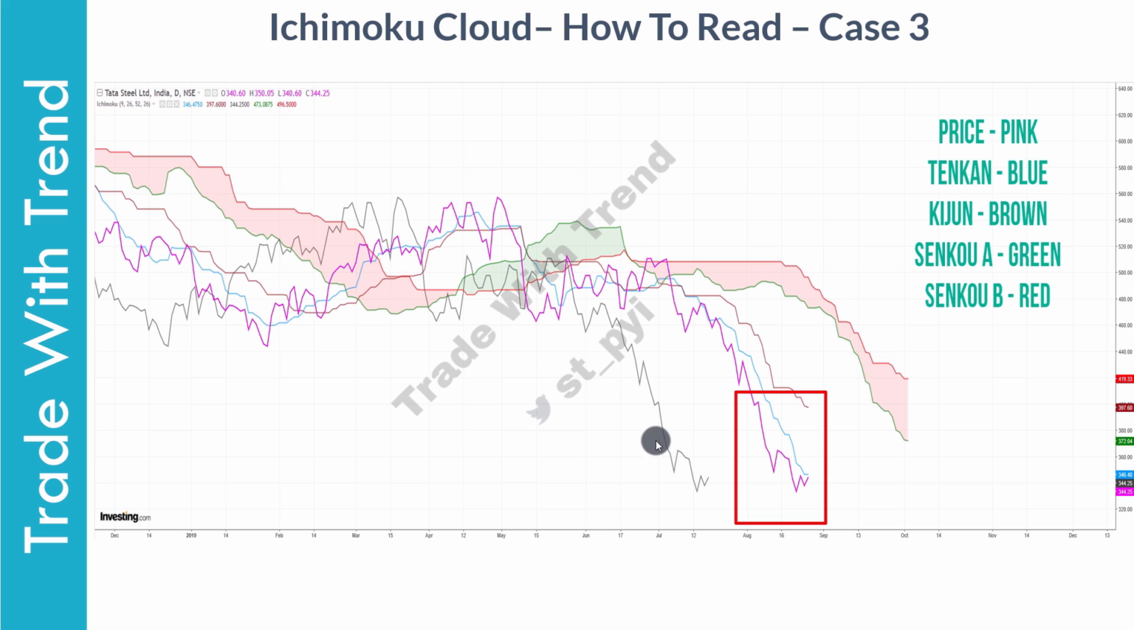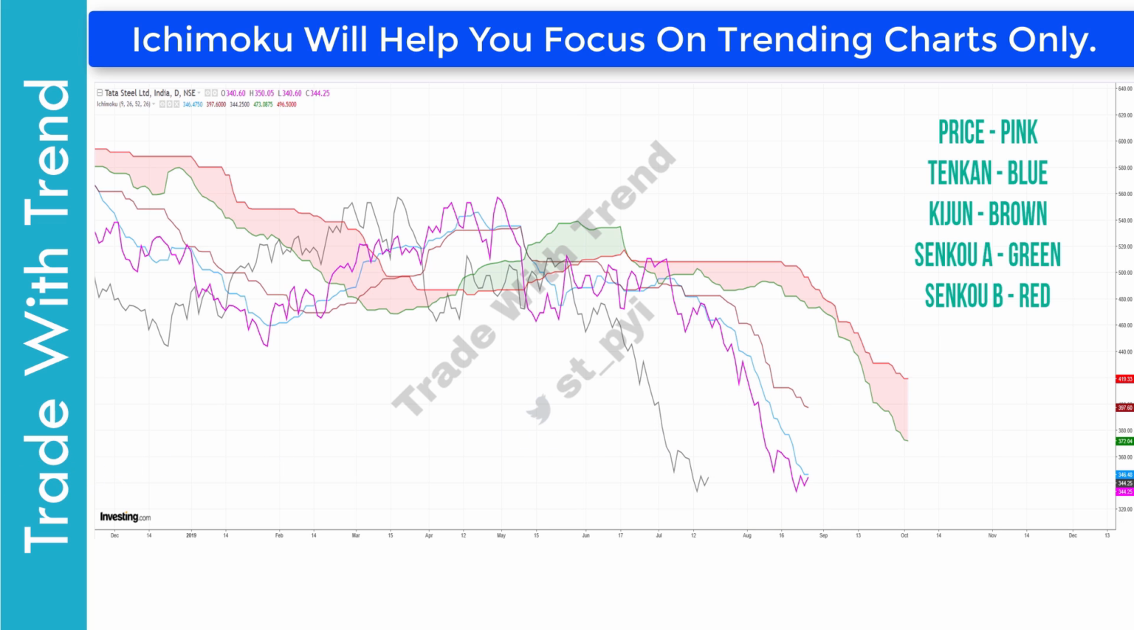Do take a note of Chikou as well. With it being below price, element of momentum is also clearly visible. This chart is a case of strong downtrend, and you should not be thinking of buying this stock till trend does not turn positive. I hope this is clear.